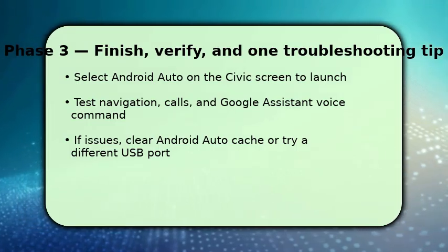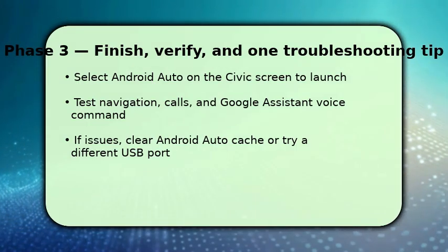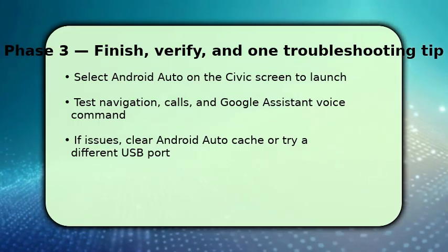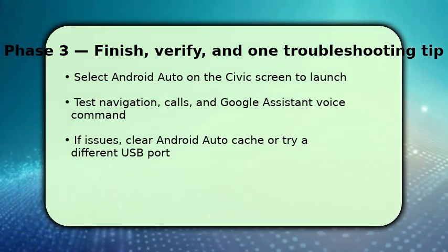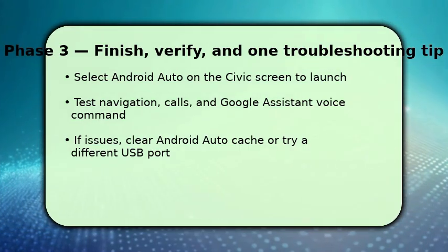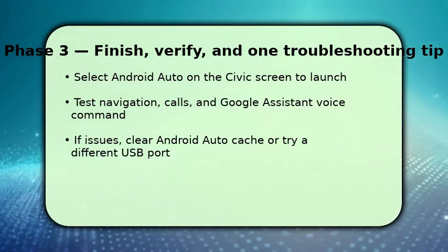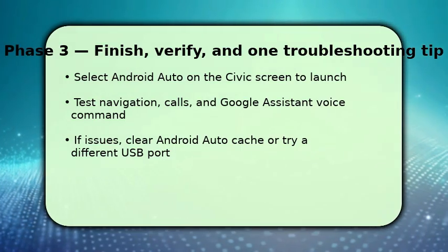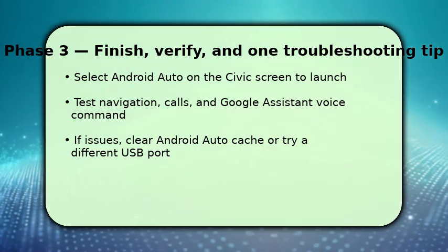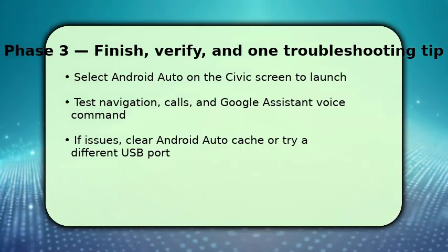If the phone doesn't connect, restart both phone and vehicle, then retry. Make sure the USB port is clean and try another port if available. One key troubleshooting tip: clear the Android Auto app cache and data on your phone, then re-pair. That resolves most persistent connection issues.